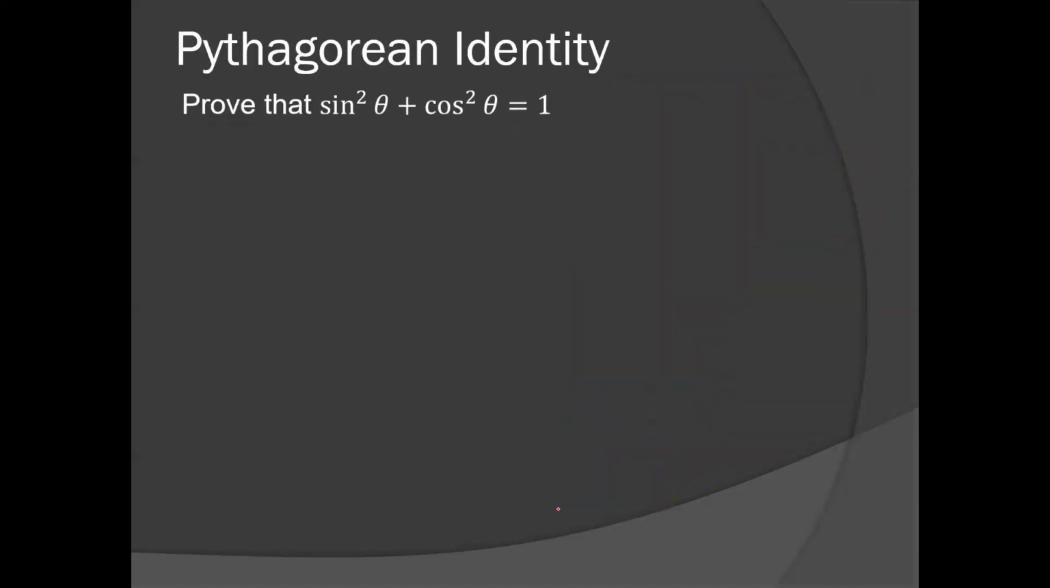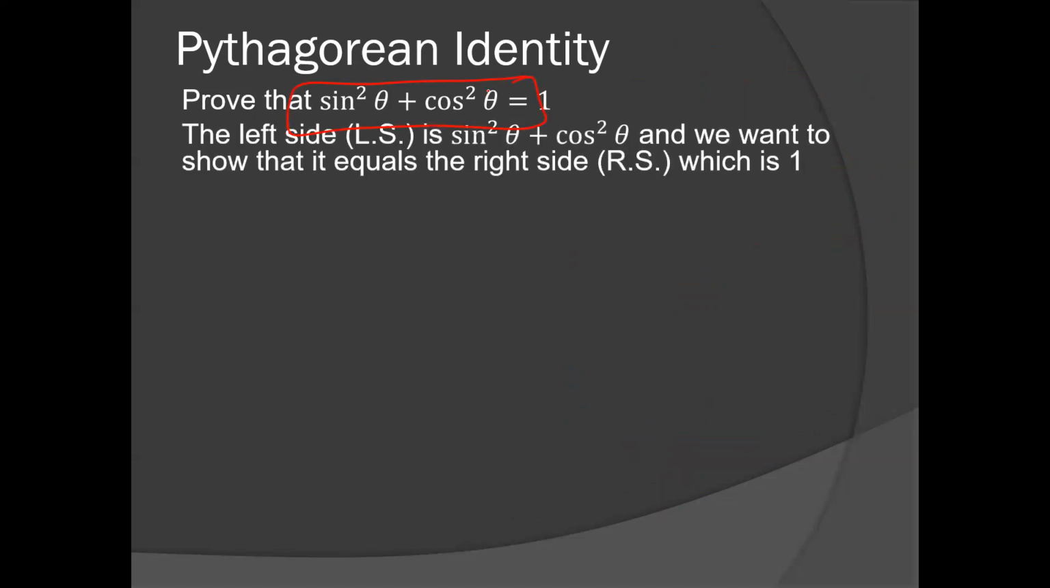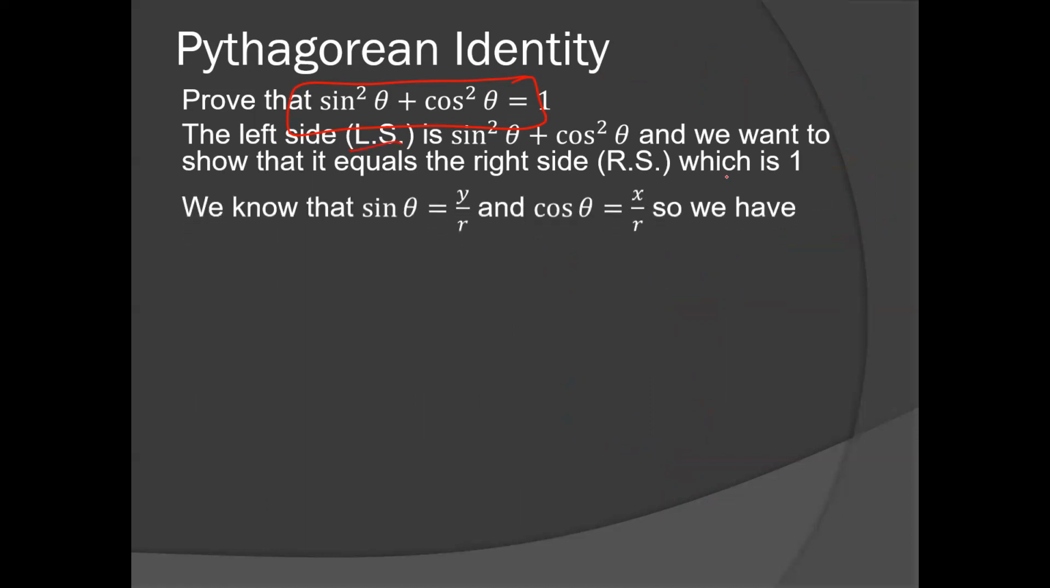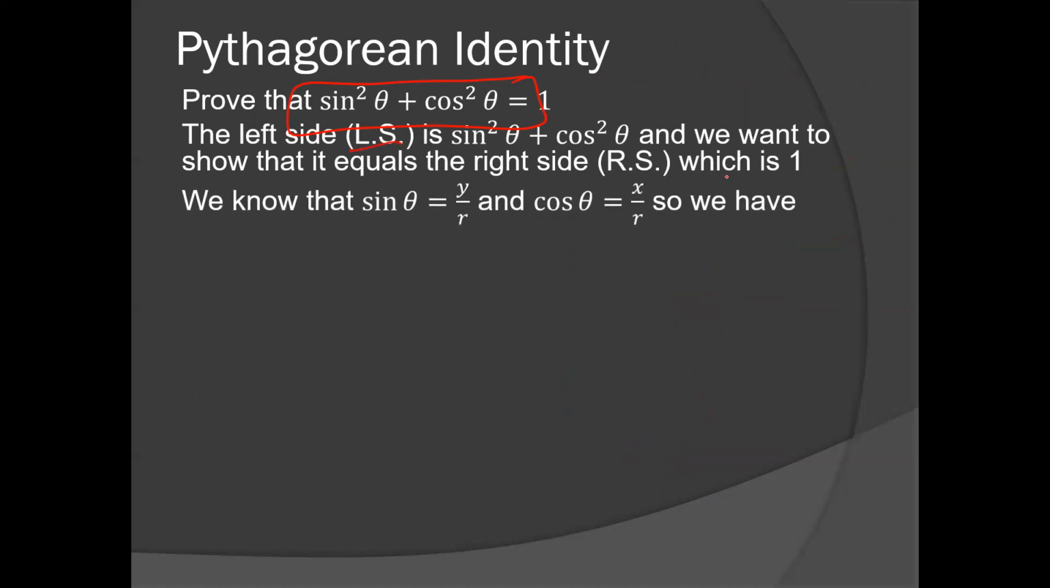All right, let's look at the Pythagorean identity. So how do we prove that sine squared theta plus cosine squared theta is equal to 1? Well, again, this is what we're trying to do, prove that the left-hand side is equal to the right-hand side, which is equal to 1. And we're going to talk about some strategies here, but essentially we want to focus on the more complex side there first, the left-hand side.